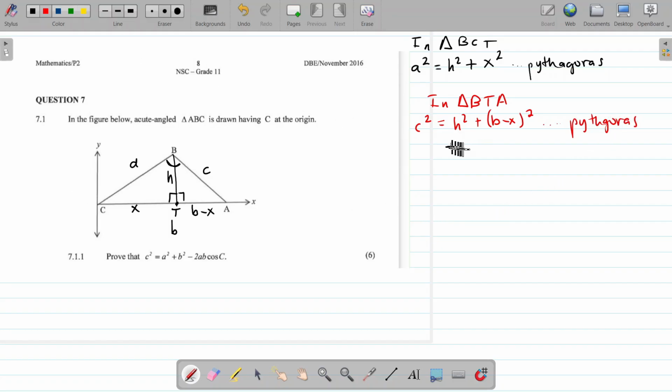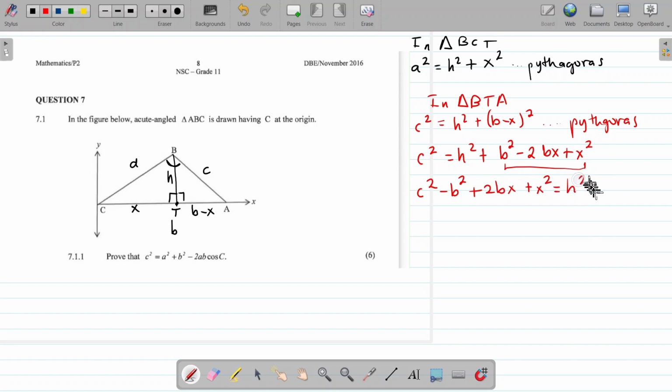Right. So now, in this equation, in this Pythagoras in the triangle BTA, I'm going to make h squared the subject of the formula. So it's going to be c squared equals to, but before I make it the subject of the formula, let me just simplify this. It's going to be b squared minus 2bx plus x squared. Then I'm going to take these things over to the other side. So it's going to be c squared minus b squared plus 2bx plus x squared equals h squared. All right.